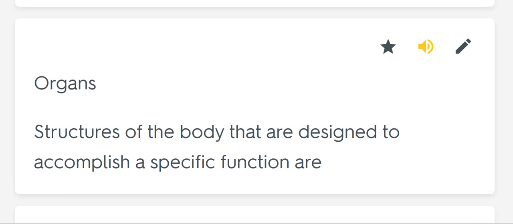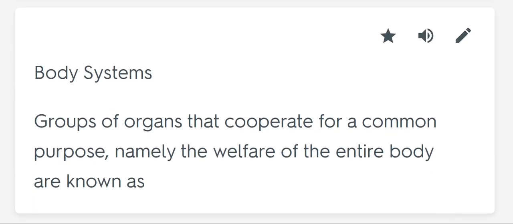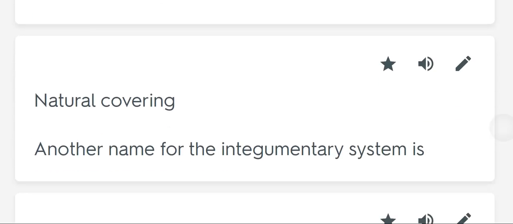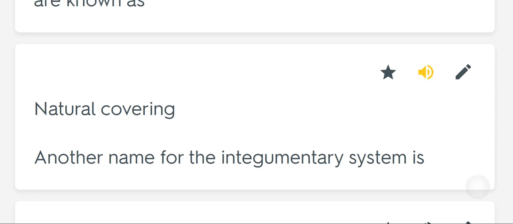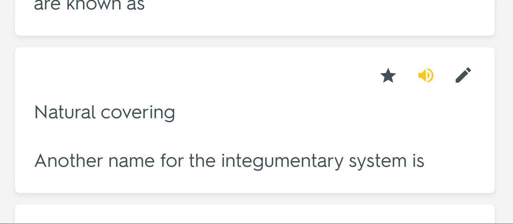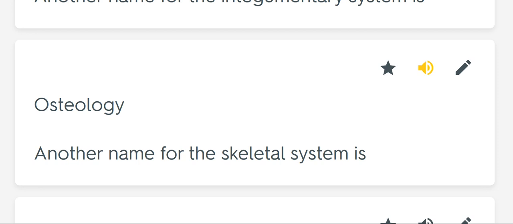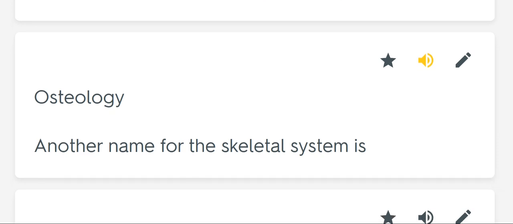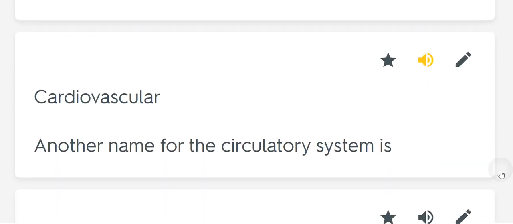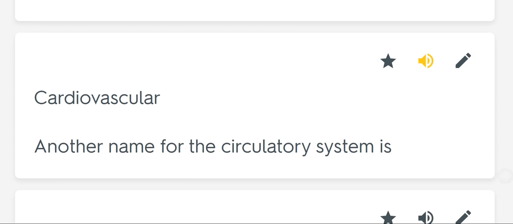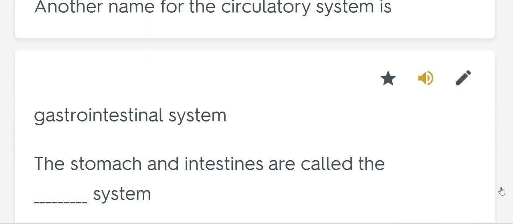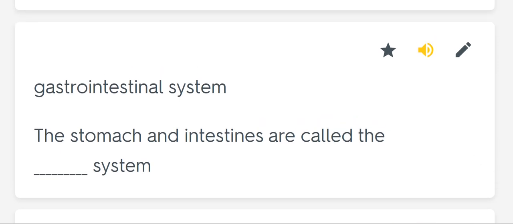Organs. Structures of the body that are designed to accomplish a specific function are body systems. Groups of organs that cooperate for a common purpose, namely the welfare of the entire body, are known as natural covering. Another name for the integumentary system is osteology. Another name for the skeletal system is cardiovascular. Another name for the circulatory system is gastrointestinal system. The stomach and intestines are called the blank system.